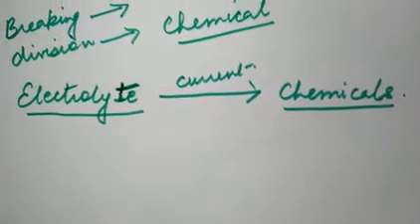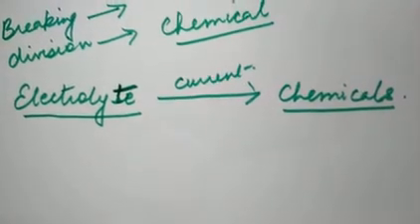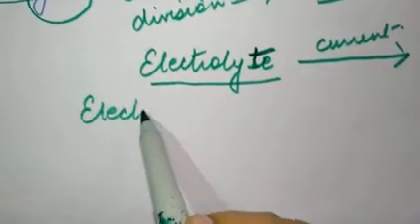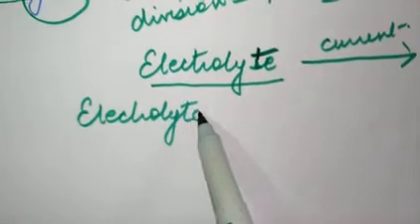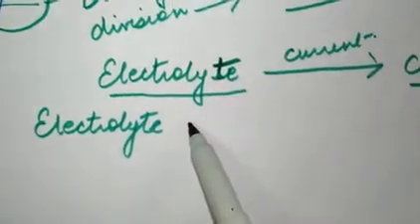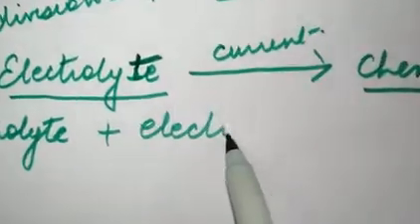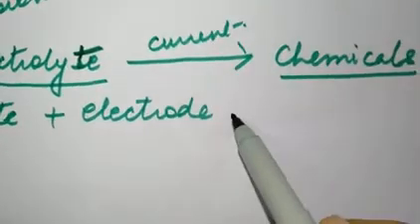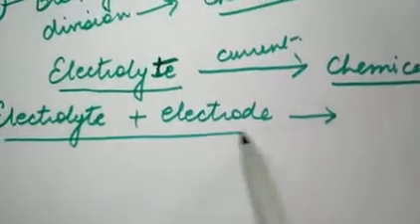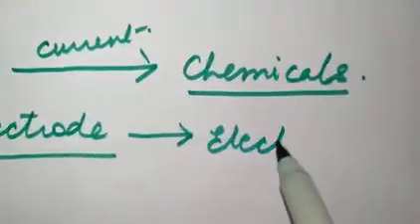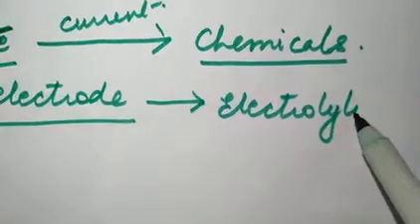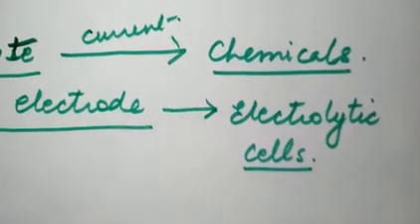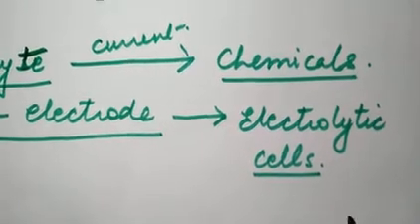Now, what do we need to conduct this electrolysis process? Naturally, we need the electrolyte, and we need the electrodes. The electrolyte and the electrodes together form the electrolytic cell. We call this apparatus the electrolytic cell, which will undergo the electrolysis.